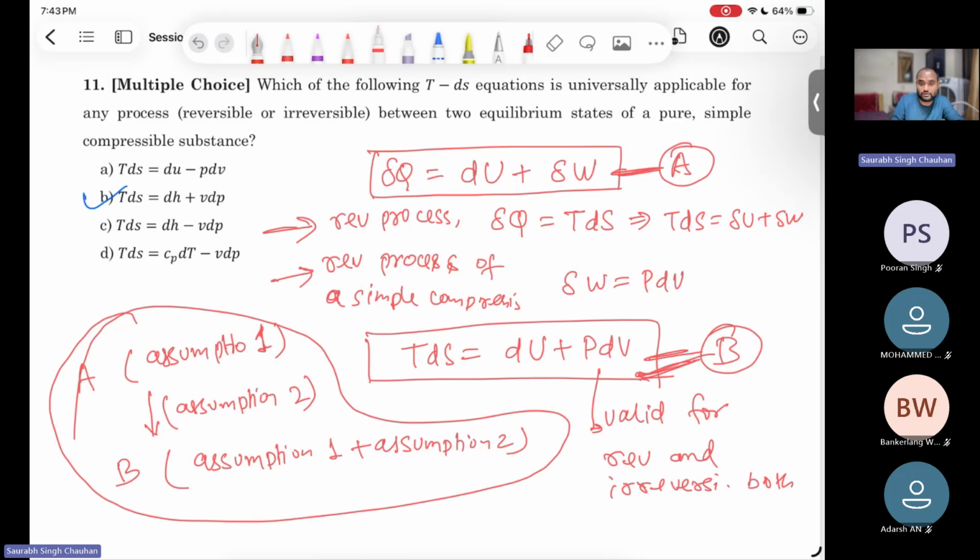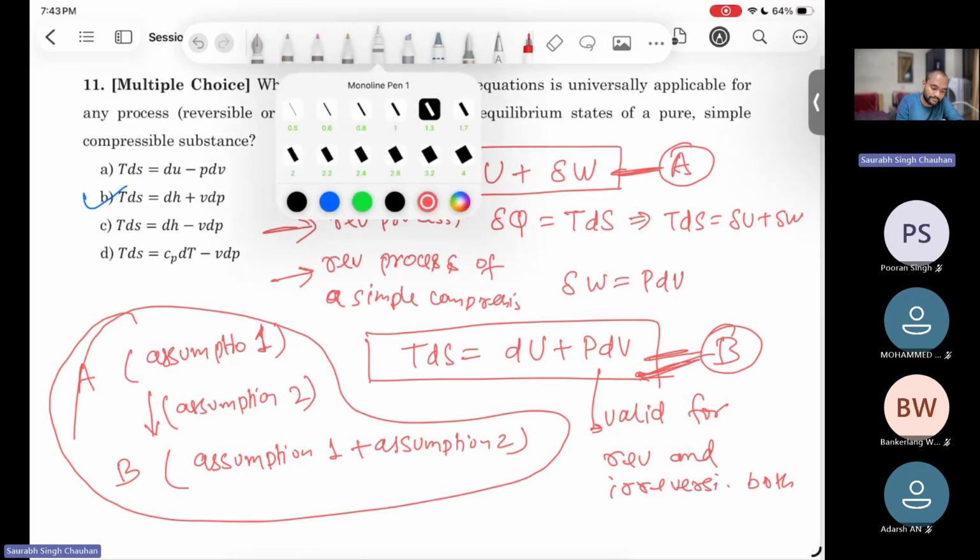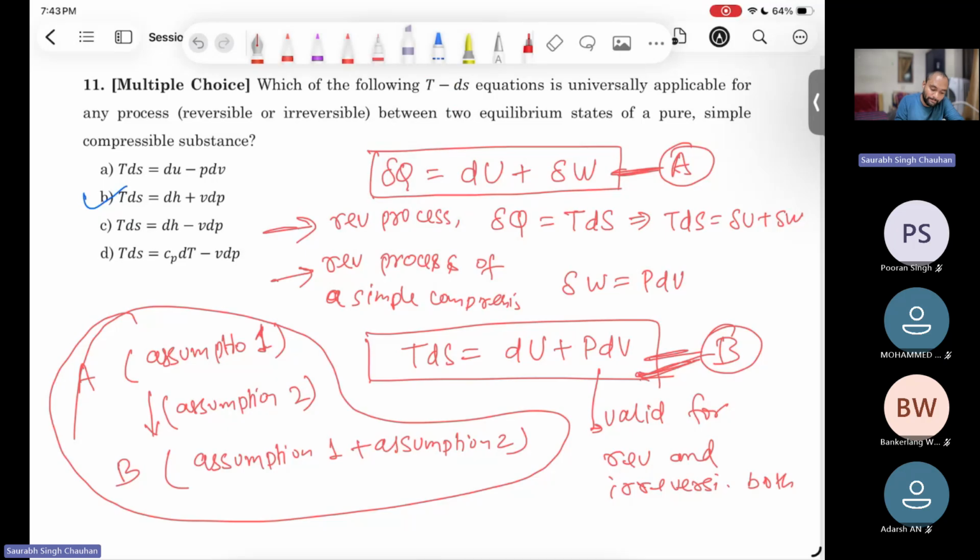Why is it valid for all types of processes? It is not depending on the process. It is depending on the points. This is the important point. It does not depend on the path. It depends only on the points. Why? Because all the variables involved in the final equation B are point functions. Temperature, it is a point function, right? Temperature is a point function. Entropy, again a point function.